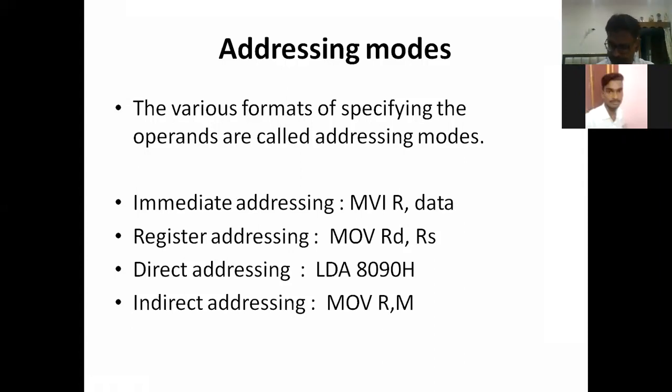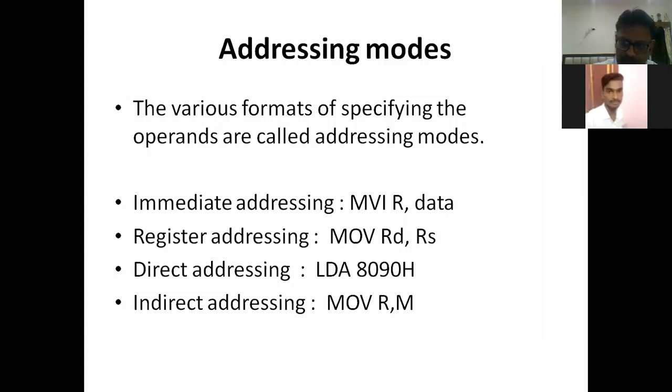You might have seen, if you know the data, you will be writing the data within the instruction. If you don't know the data, but you know that the data is residing in a register, then you write the name of that register. If you know the memory location where the data is residing, you will be assigning the address of that memory. So there are many ways by which the operands are being specified. The different ways, different formats of specifying the operand, are known as addressing mode.